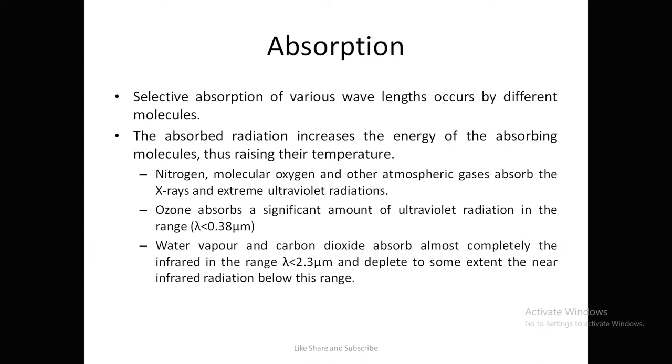Next, water vapor and carbon dioxide absorb almost completely the infrared in the region lambda less than 2.3 micrometer and deplete to some extent the near infrared radiation below this range. So ultraviolet radiation has been absorbed by ozone, extreme ultraviolet has been absorbed by nitrogen and molecular oxygen, and water vapor and carbon dioxide absorb the infrared radiation. So finally, we will come up with only visible radiation.